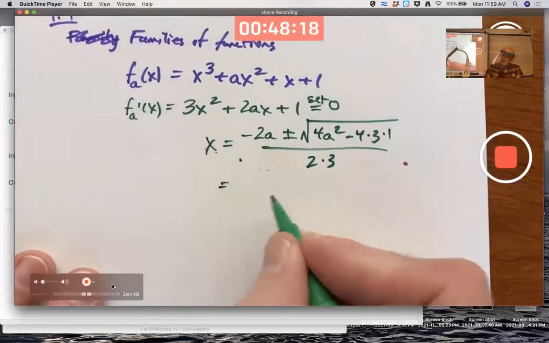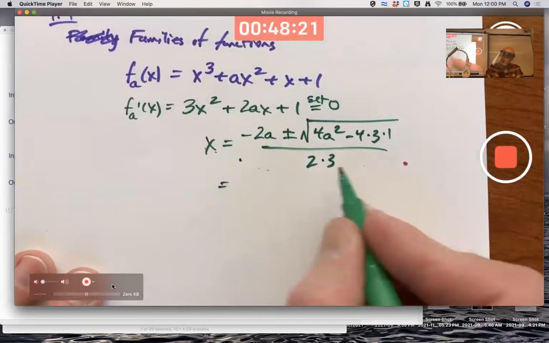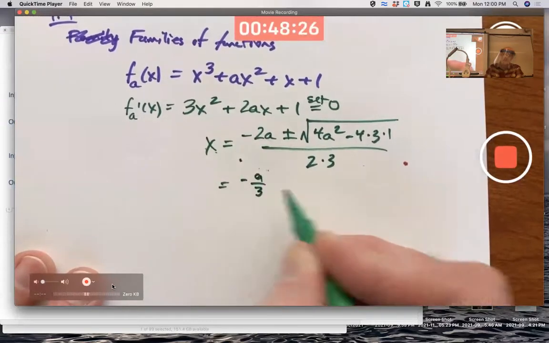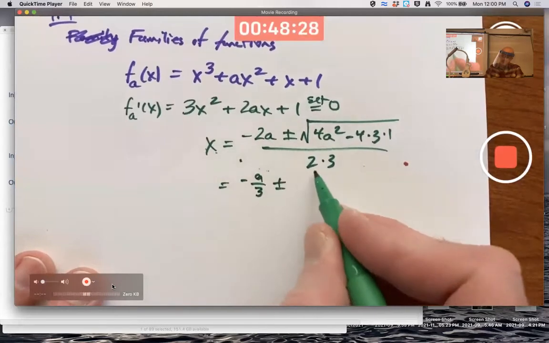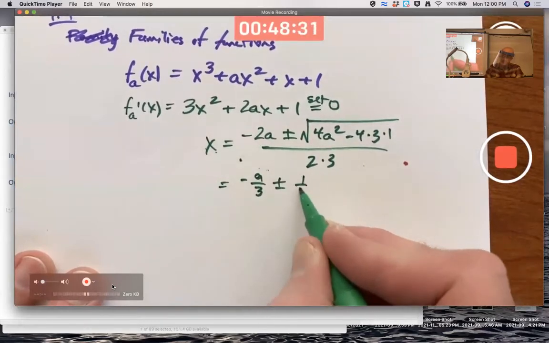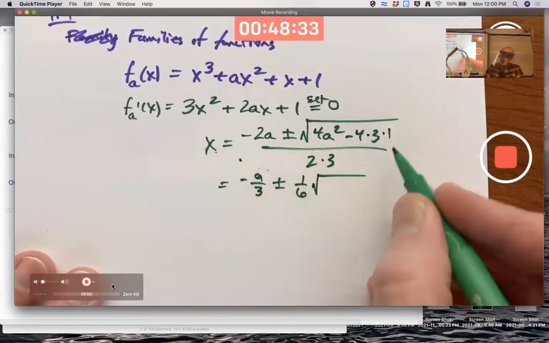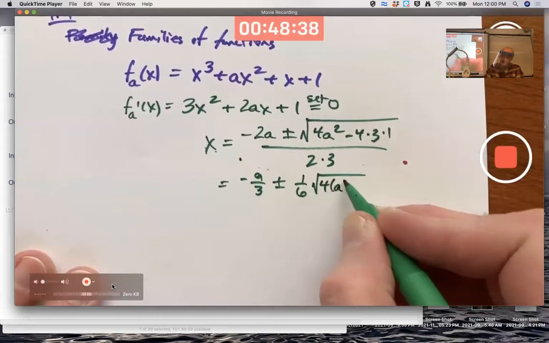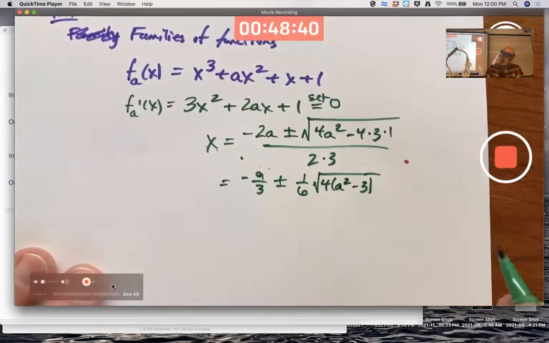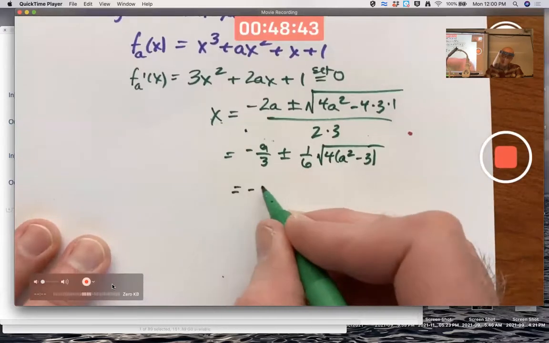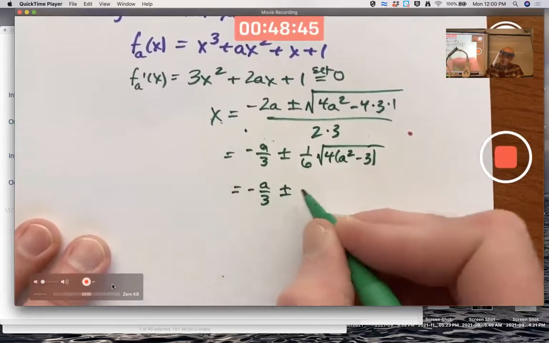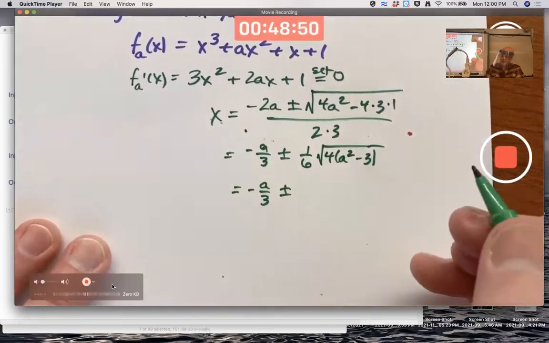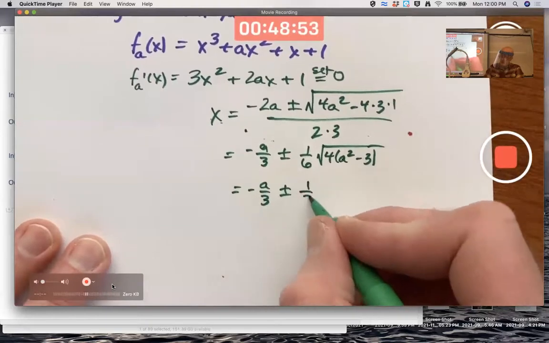This becomes, when you simplify it, I'm going to break it into 2 fractions here. We've got negative 2A over 6. That'll be negative A over 3. Plus or minus, I'll write the 2 times 3 is 6 as 1/6 out in front. Square root, that's 4A squared minus 12. Maybe I want to factor a 4 out of that, like this. And then to simplify a little bit more, I can write the square root of 4 as, excuse me, as 2. And 2 divided by 6 is 1/3.